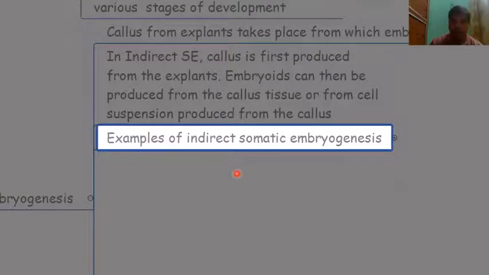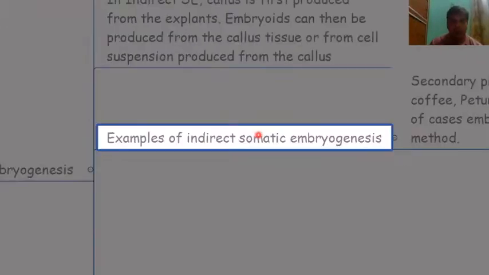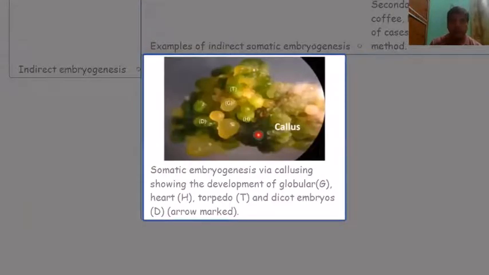So again, further, a number of plants have been researched by now for direct somatic embryogenesis, and a number of tree species have also been researched where somatic embryogenesis through the indirect approach has been practiced. So there is no need to name any plant or species here at this point. Still, you can cite these examples under indirect somatic embryogenesis.